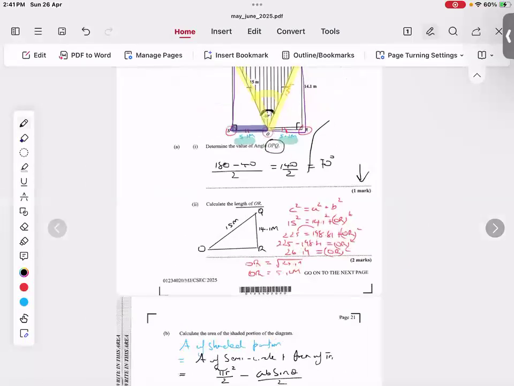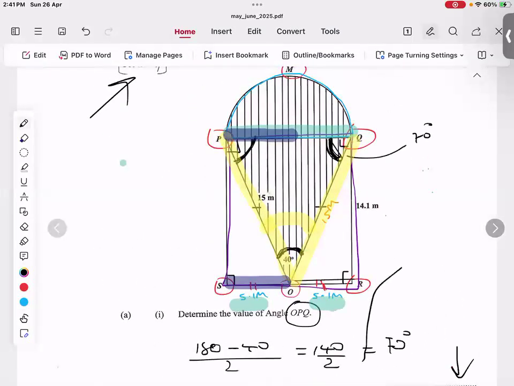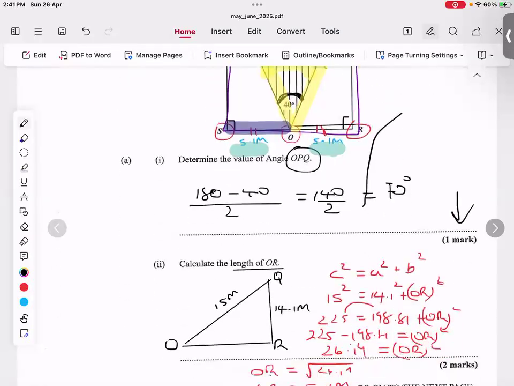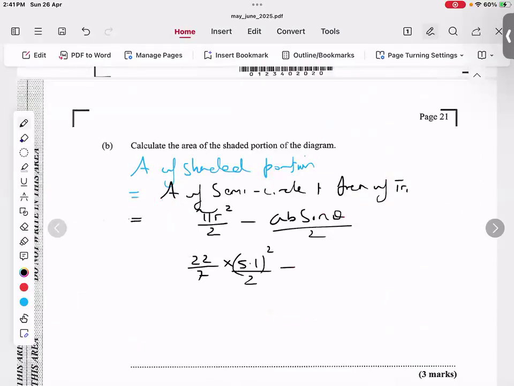All right, now, what is A and B in this case? Look at the diagram. What will be your A and your B? Look at the yellow diagram. The 15 meters, that's correct. So 15 times 15 times the sine of the 40 degrees, all divided by 2.